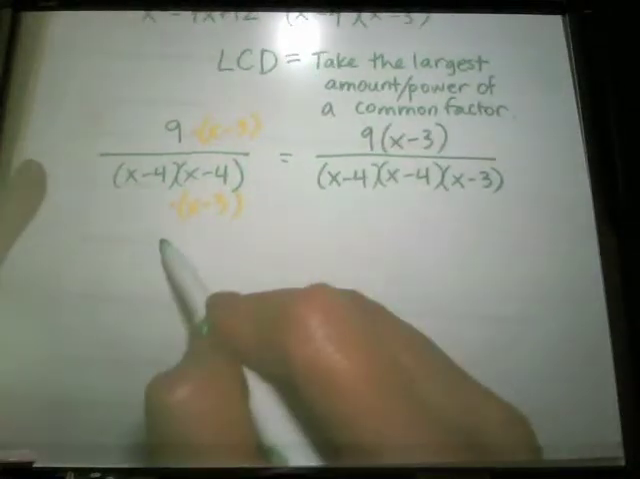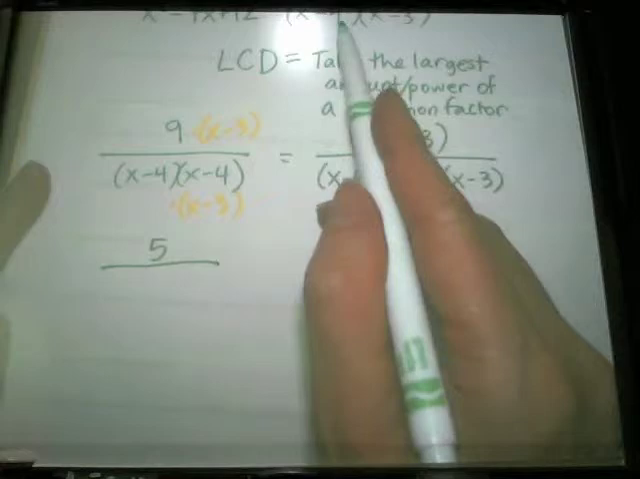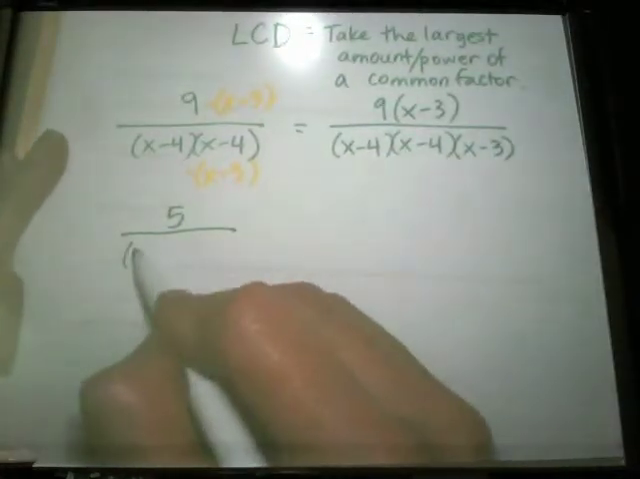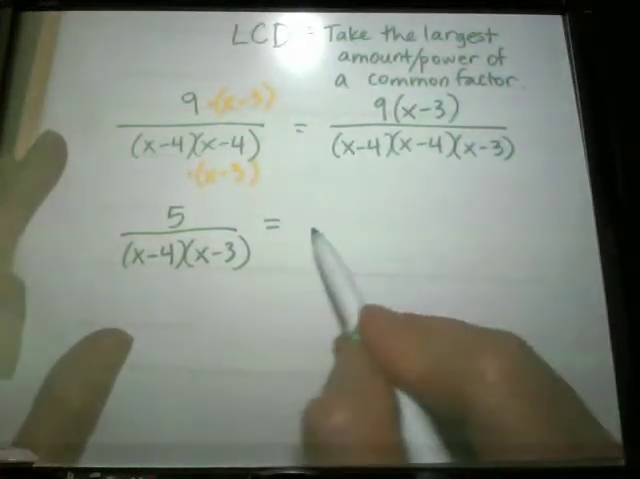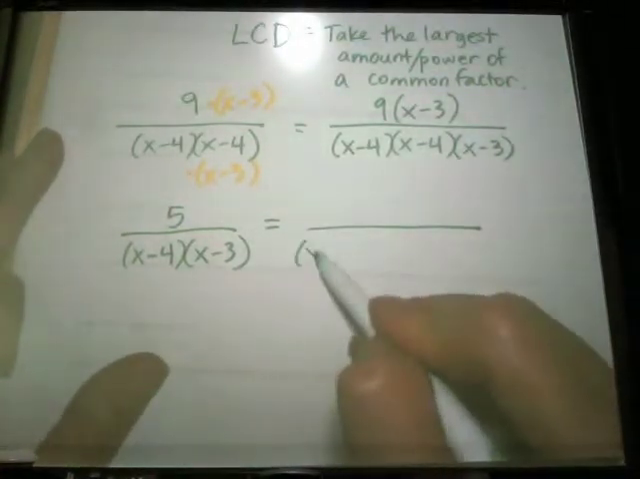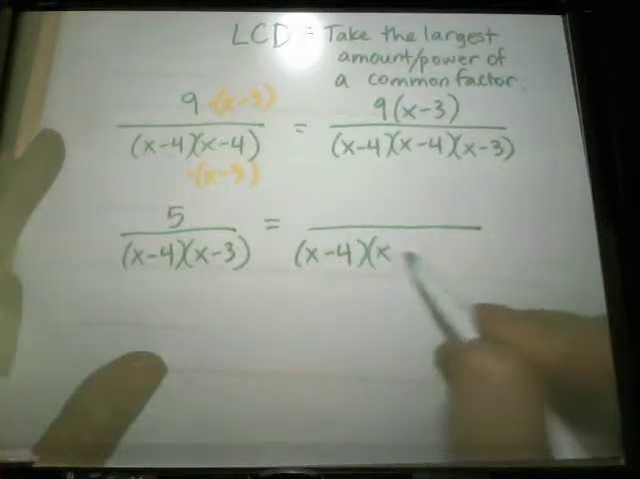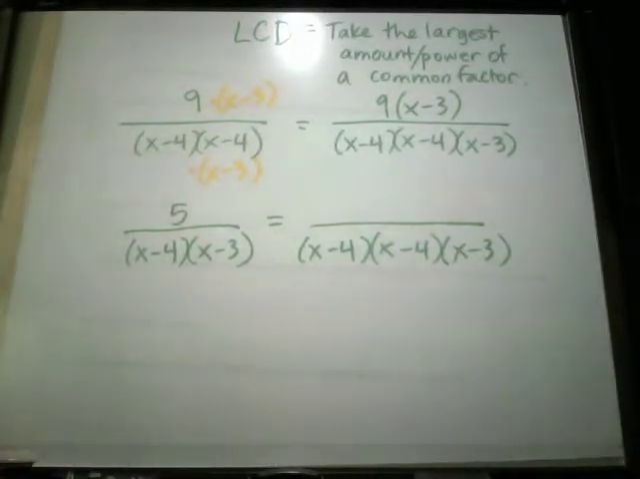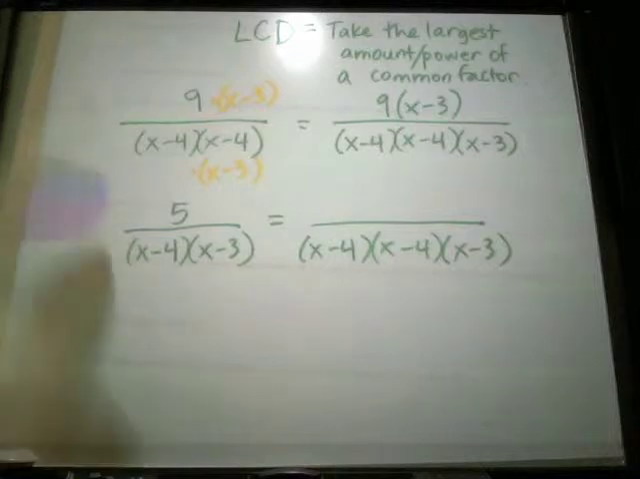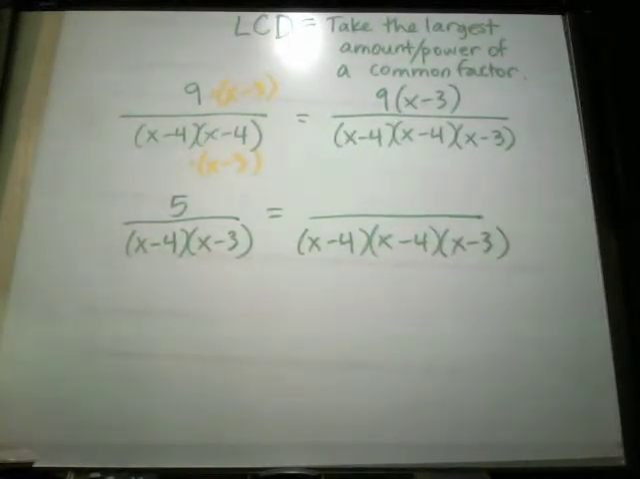Let's try it with the second fraction. The second one was 5, and again, I'm using the factored version. It's off my screen here, but it's in your notes. X minus 4 times x minus 3 is how we factored that one. My LCD that I figured out: x minus 4, x minus 4, x minus 3. So again, the first step is to find the LCD itself. The second step is to take the original fractions with their factored denominators and turn them into this new LCD form.